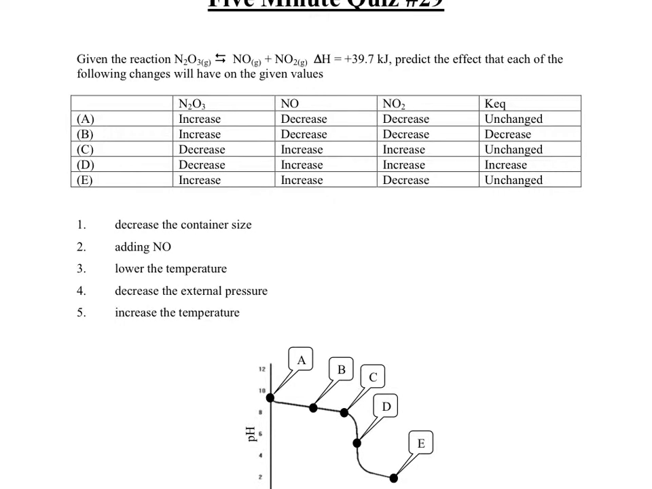All right, so given the reaction at the top, delta H is positive. Predict the effects that each of the following changes will have on the given values. If you decrease the container size, what else is that affecting? You're decreasing the volume, so you're increasing the pressure. And how does Le Chatelier deal with increasing pressures? Very good. So we're going to shift to the least moles of a what?